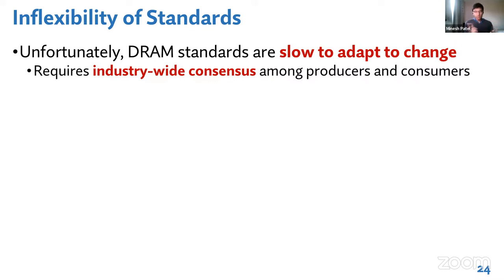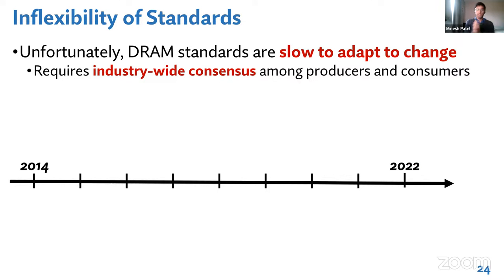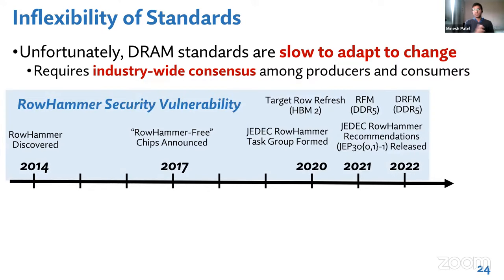And this is primarily, we believe, because any changes to DRAM standards require industry-wide consensus amongst all DRAM stakeholders, including the producers and the consumers. So here to illustrate this, I'm going to show a timeline ranging from around 2014 to the modern day. And so one example of this inflexibility is the RowHammer security vulnerability, where it was discovered around 2014, somewhere around that time range.